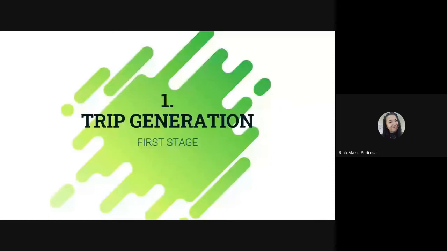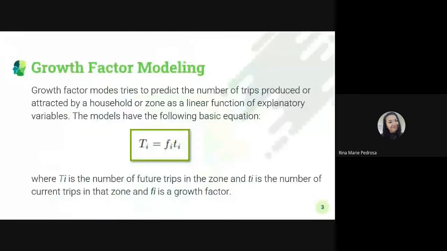In this section, basically, we will be familiarizing two main modeling approaches. So those two are growth factor modeling and the regression modeling. So let's start first with the growth factor modeling. So growth factor modeling tries to predict the number of trips produced or attracted by a household or zone as a linear function of explanatory variables.